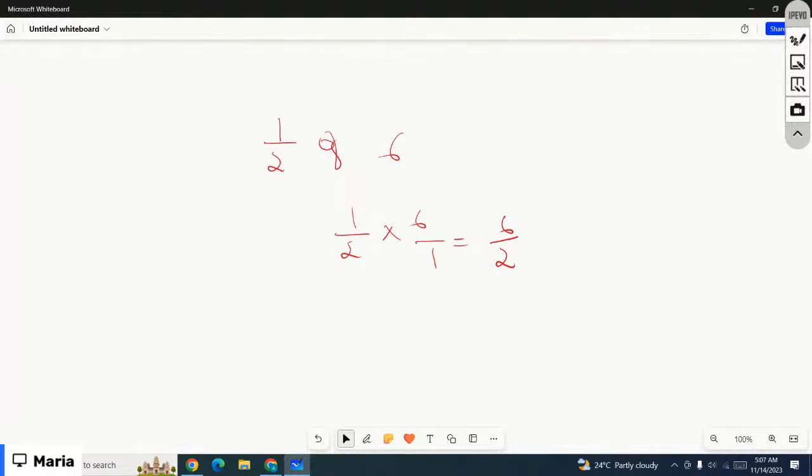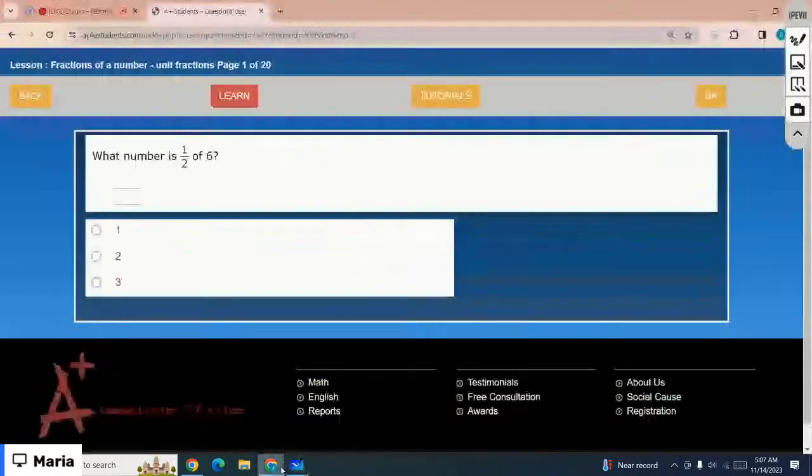So the correct option is 3, since 3 times 2 is 6. So the correct option is 3, right? The correct option is 3.